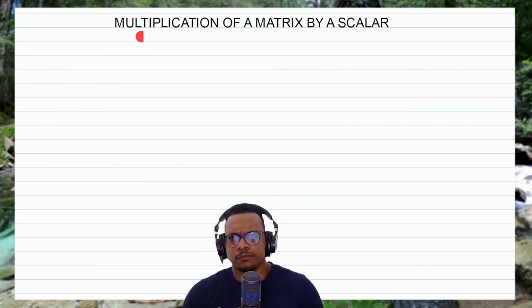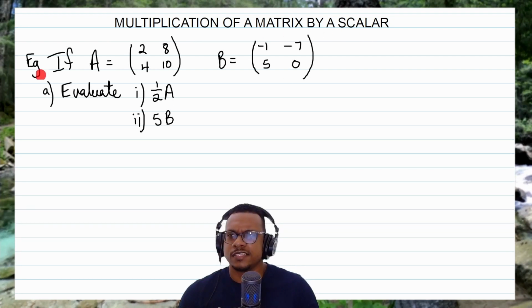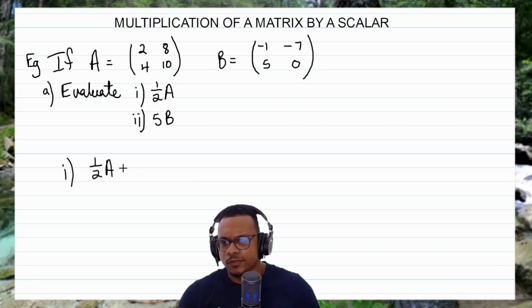So now we're going to look at multiplication of a matrix by a scalar. So in this example here, we have the matrix A, a 2 by 2 matrix, and the matrix B, another 2 by 2 matrix, because we have 2 rows and 2 columns. Same thing here, 2 rows, 2 columns. So these two matrices have the same order. So now we want to work out what is a half A. So a half A will simply be multiplying a half by the matrix A, which is 2, 4, 8, 10.